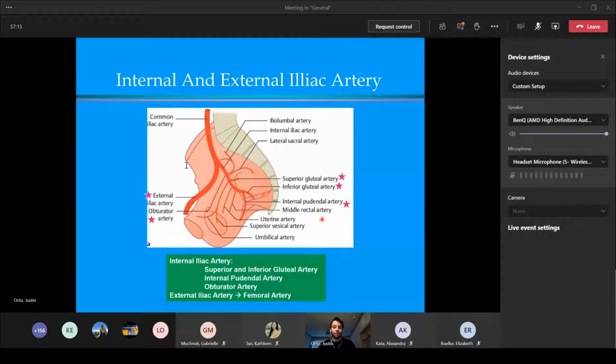But what's important to know, I don't want you memorizing all these things because obviously he didn't talk about a lot of them. But I just put a star for the ones that are important because he did talk about those throughout the lecture.